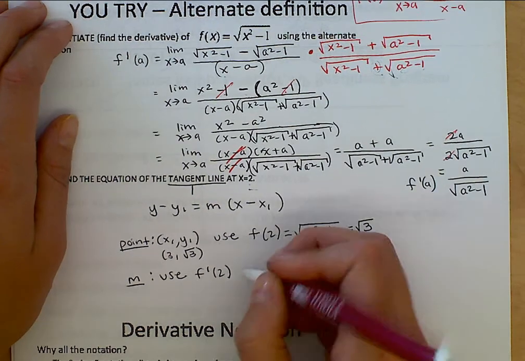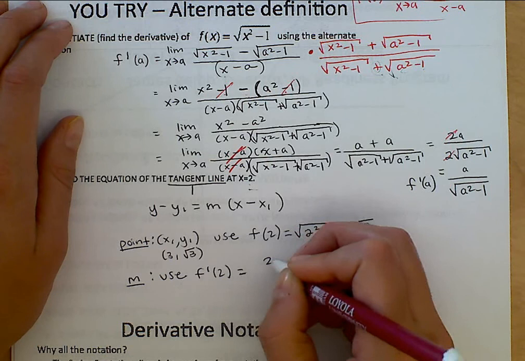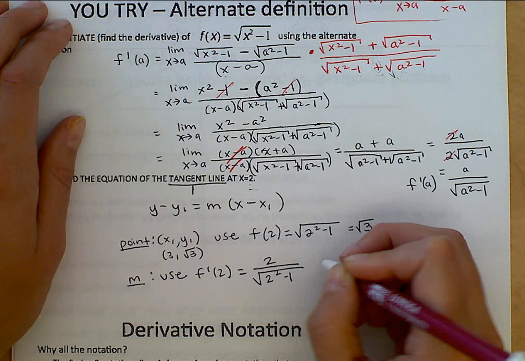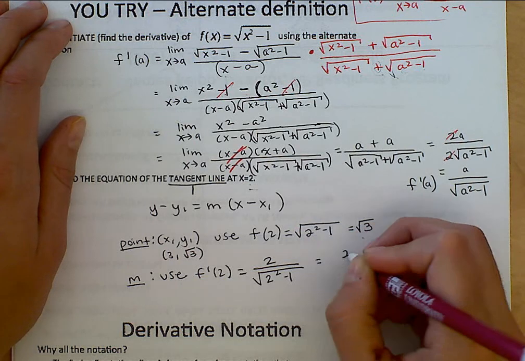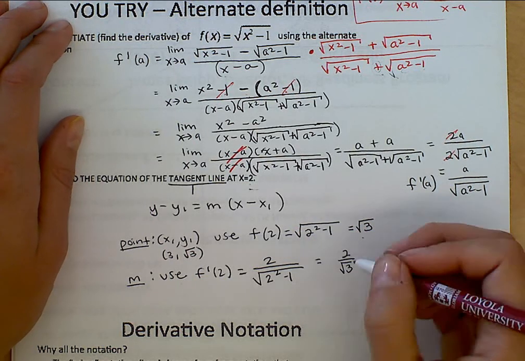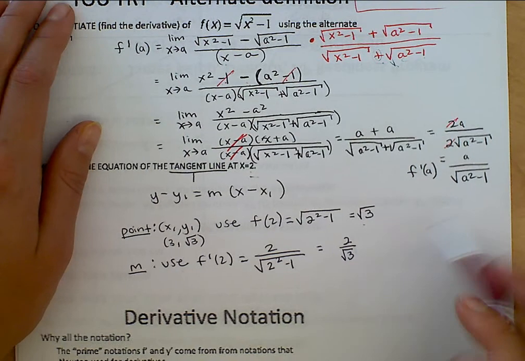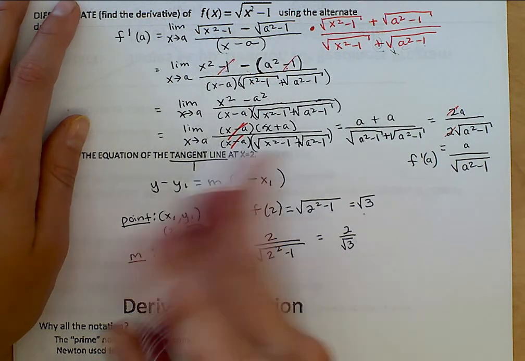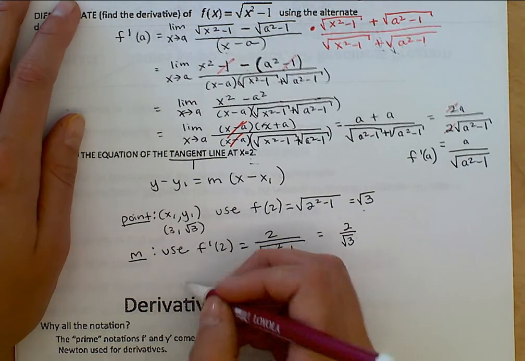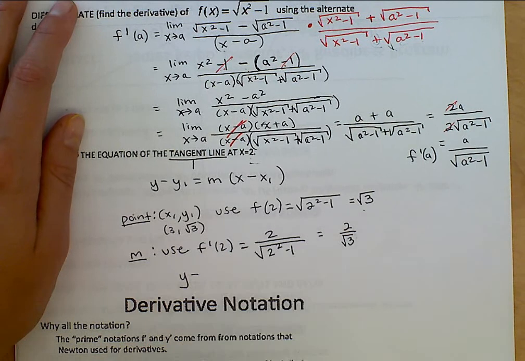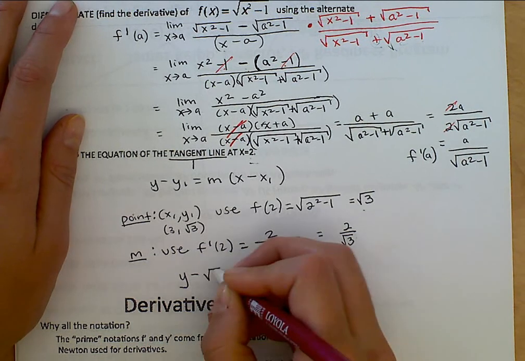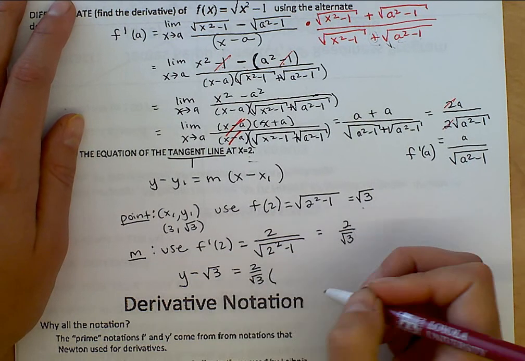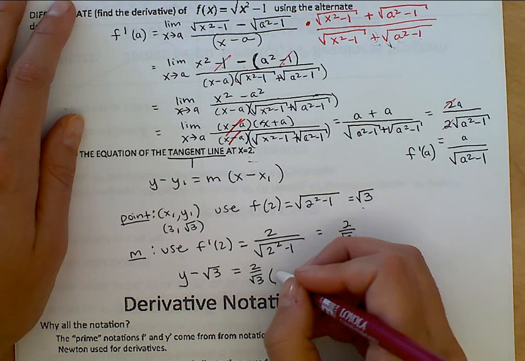So f prime of 2 will equal 2 over the square root of 2 squared minus 1, which is 2 over the square root of 3. We could rationalize this. I'll just leave it like that for now to make this more simple. So I'll plug this into my equation for the line to get y minus the square root of 3 equals 2 over the square root of 3 times x minus 2.